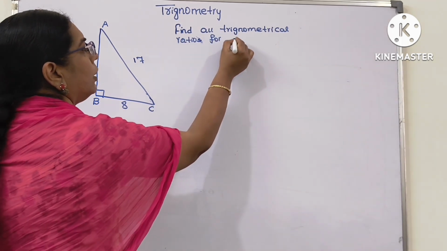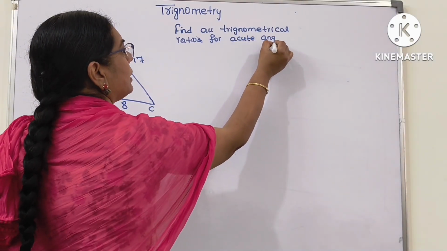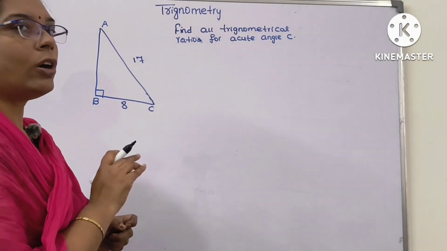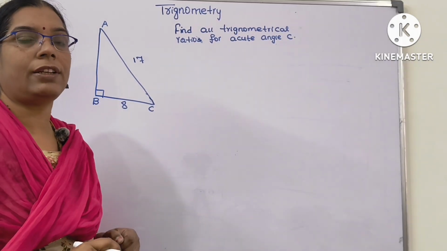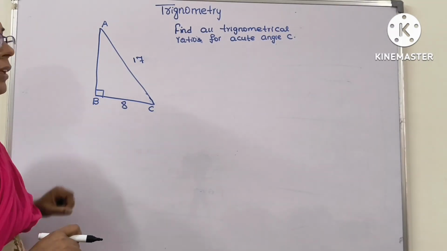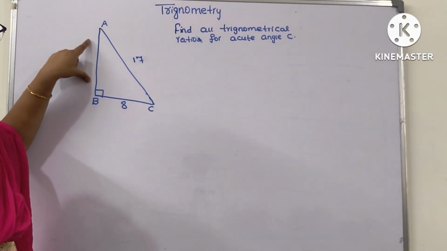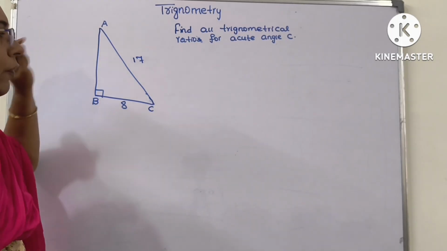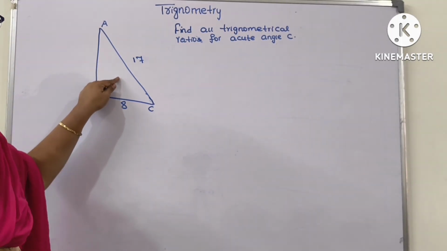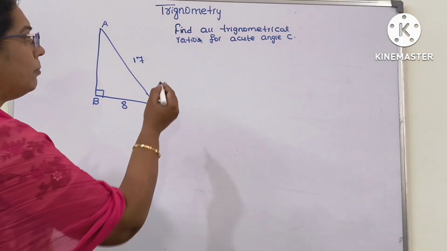So what is he asking? He is asking us to consider C as the acute angle and write all the six trigonometrical ratios according to C. But before we do that, there is a missing side. AB value is not known. How do we get AB? Whenever we have to find a missing side from a right angle triangle, we have to use the Pythagoras theorem.